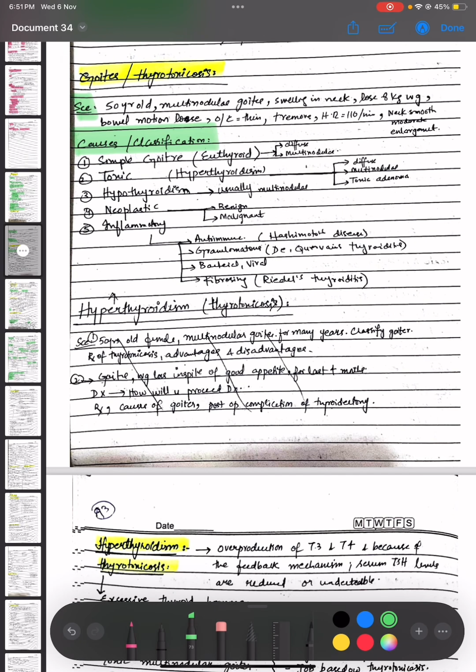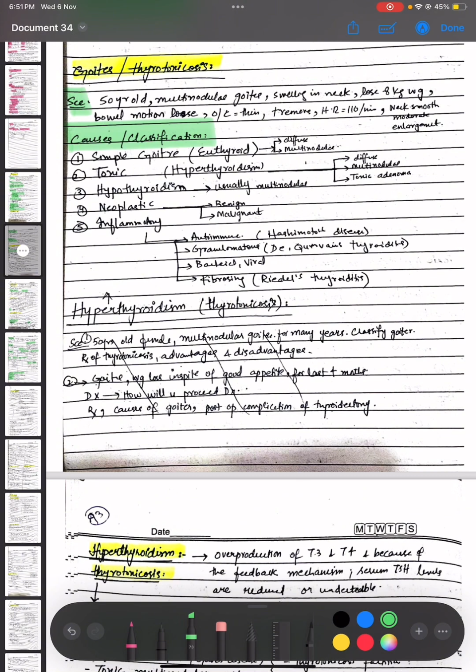These are simple goiter, toxic goiter, hypothyroidism, neoplastic disease, and inflammatory. These are the classifications of goiter. In simple goiter, we have diffuse and multinodular. In toxic, we have diffuse, multinodular, and toxic adenoma. In hypothyroidism, we usually have multinodular. In neoplastic, we have benign and malignant. In inflammatory, we have autoimmune, granulomatous, bacterial, viral, and fibrosing.